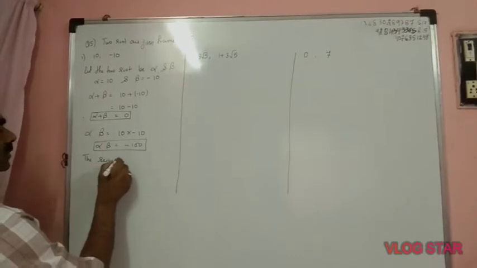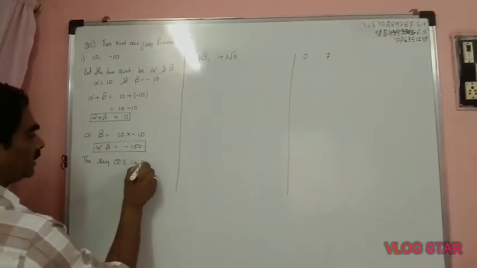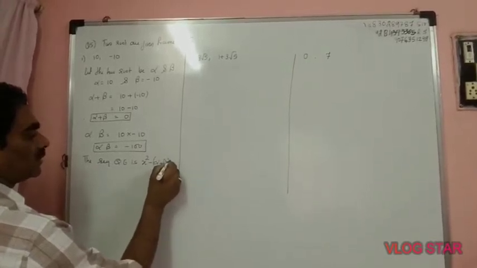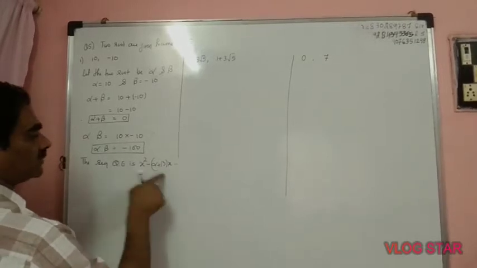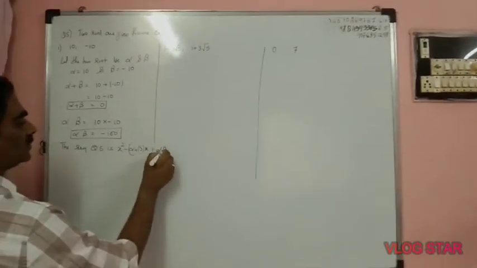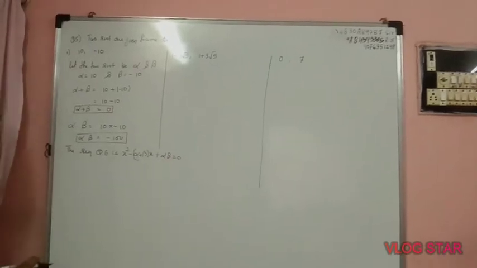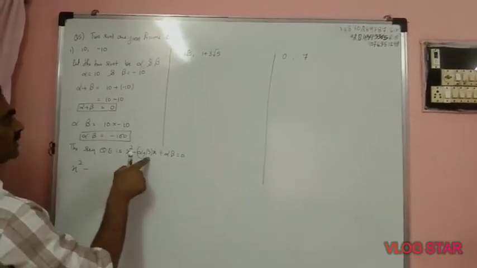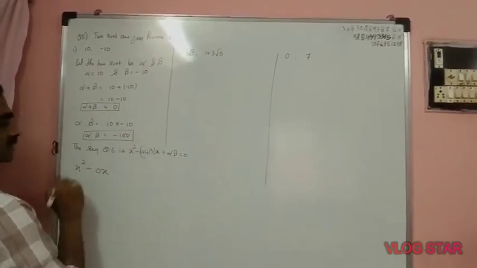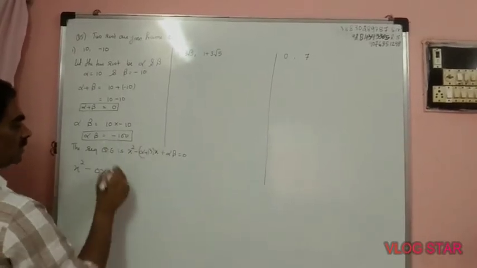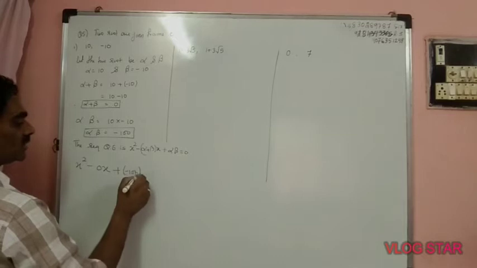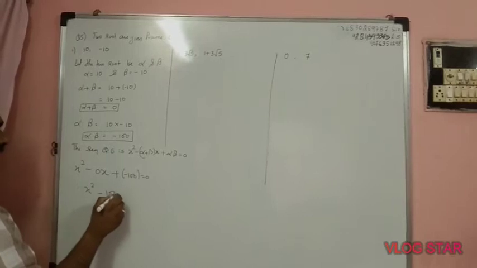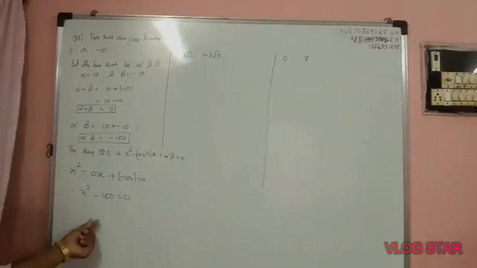Therefore, the required equation is x square minus (alpha plus beta) x plus alpha into beta is equal to 0. This is the quadratic equation. So how will we solve this one? x square minus (alpha plus beta), which is 0, times x plus alpha into beta, which is minus 100, is equal to 0. Therefore, x square minus 100 is equal to 0. So this is your required answer.